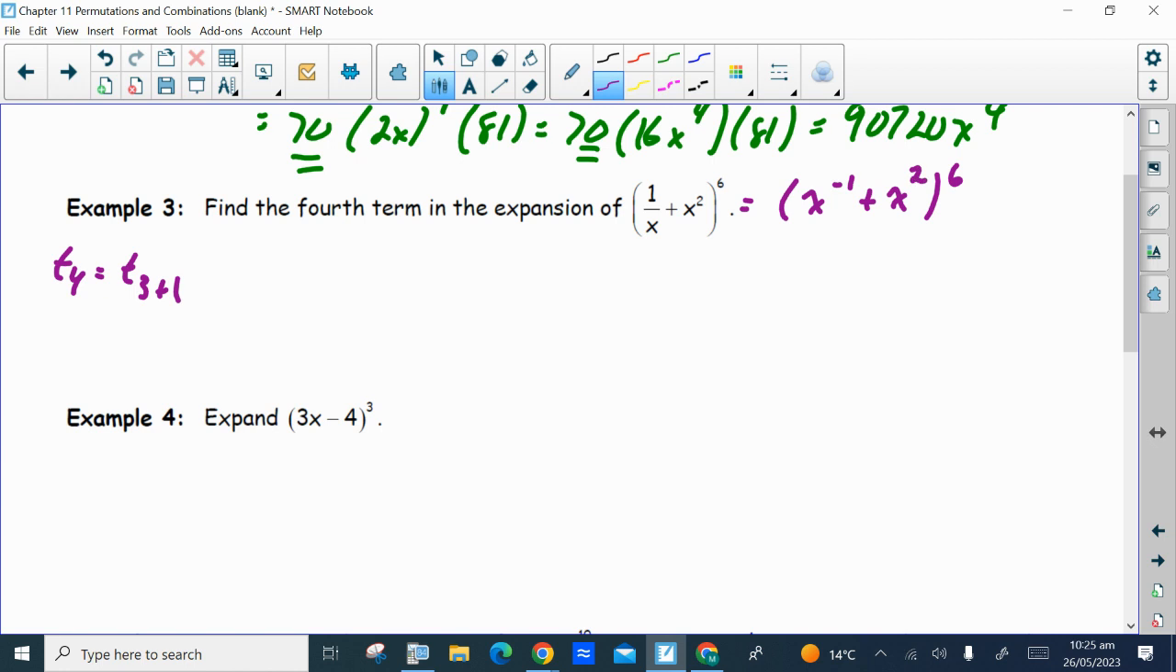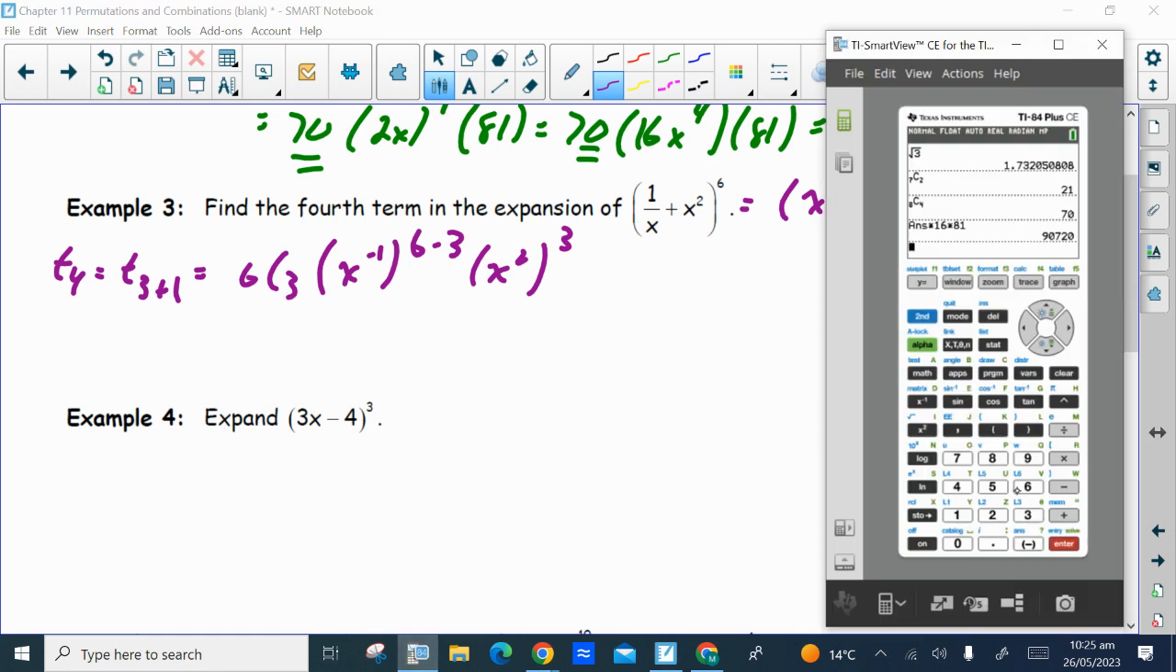Okay, so again, if we're looking for the fourth term, k must be 3. So it's going to be 6c3. The first term in the binomial, x to the negative 1, is raised to the power n minus k, 6 minus 3. The second term in the binomial, x squared, is raised to the power 3, the power of k. So 6c3 is 20.